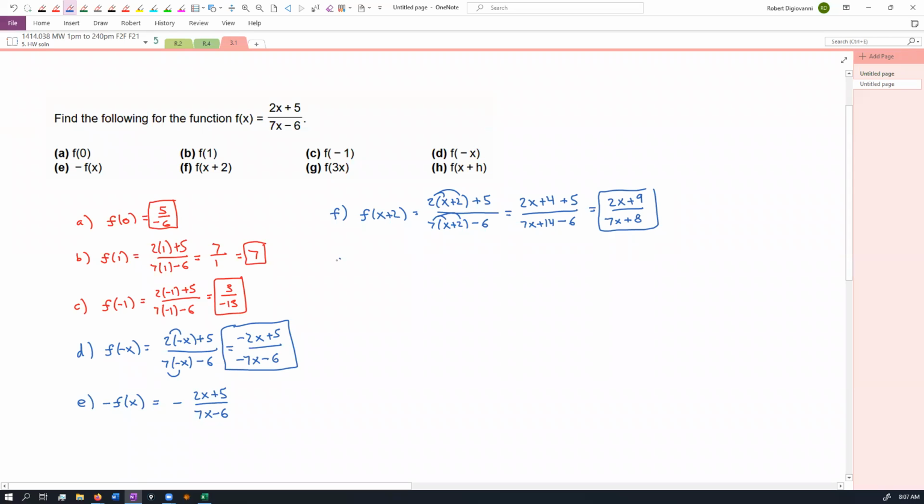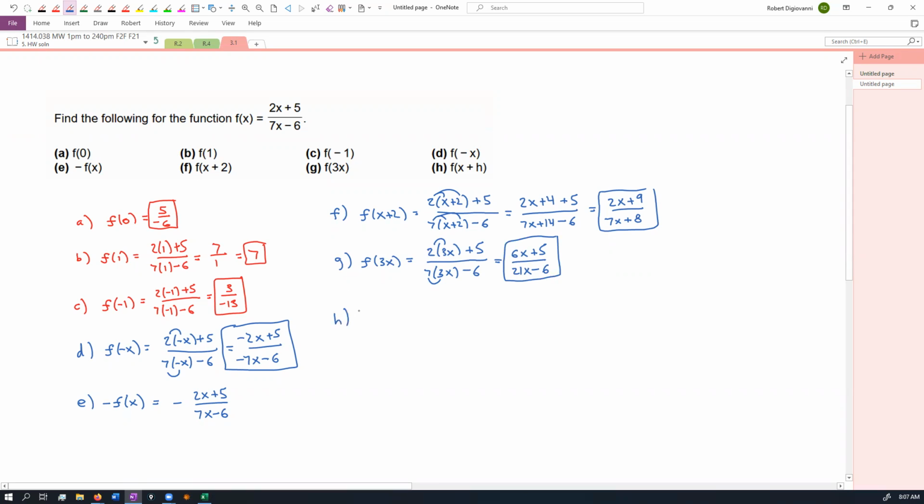Okay, G. So we want to plug in 3x now. So if I plug in 3x, I get 2 times 3x plus 5, and then 7 times 3x minus 6. Okay, multiply there, we get 6x, and then the plus 5. And then multiply here, we get 21x minus 6, and that's it.